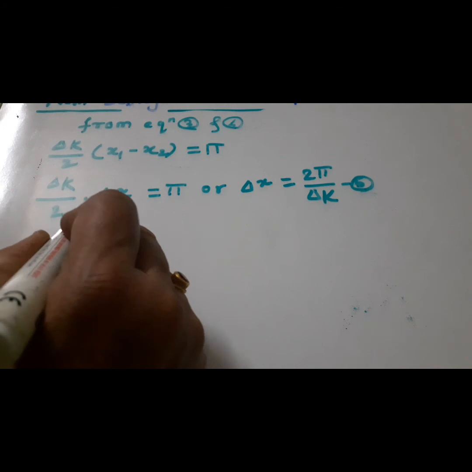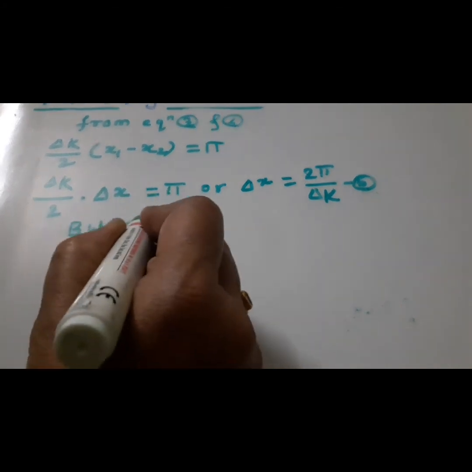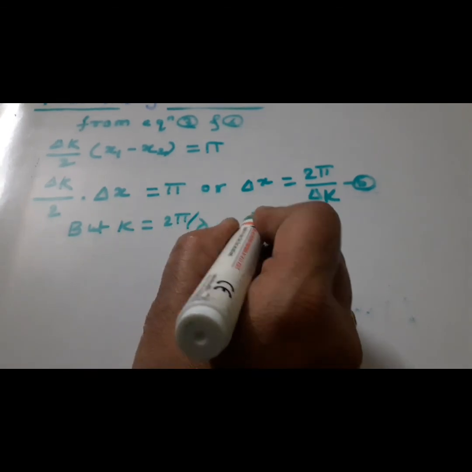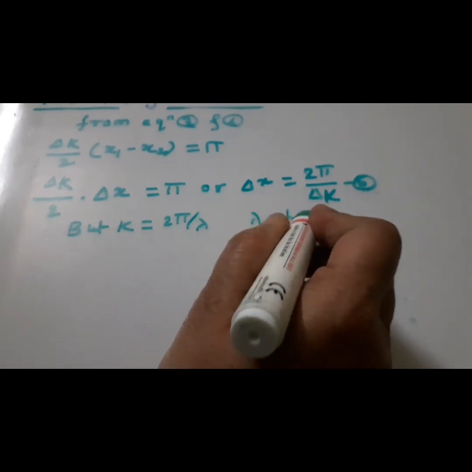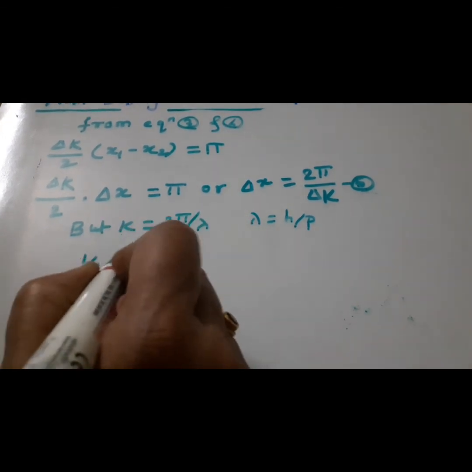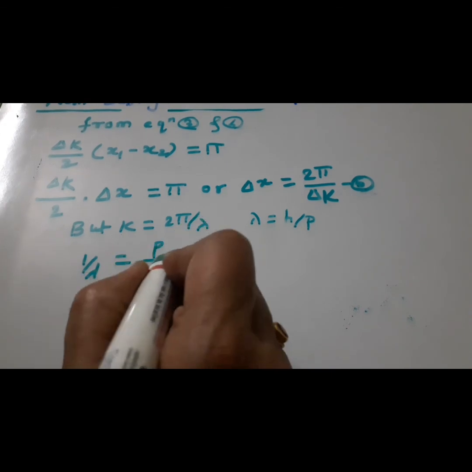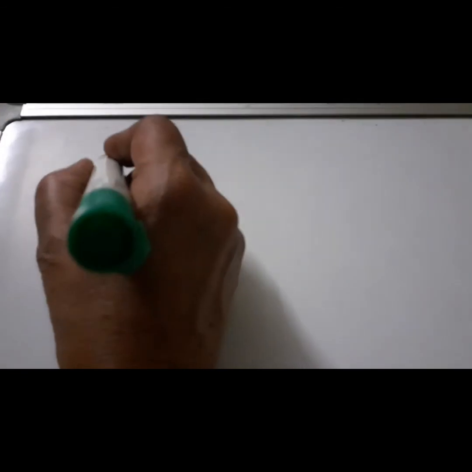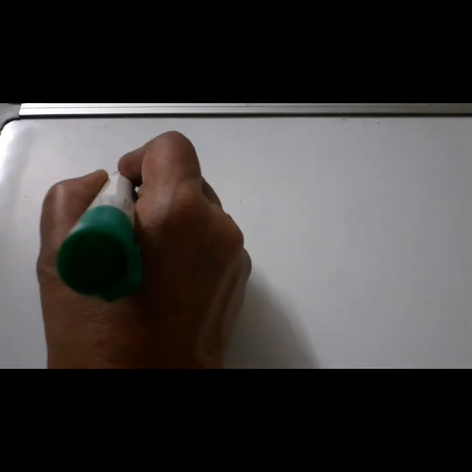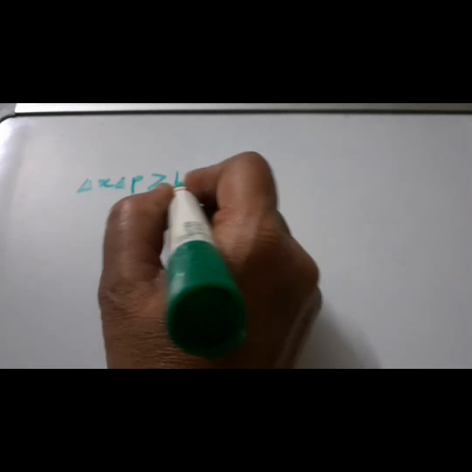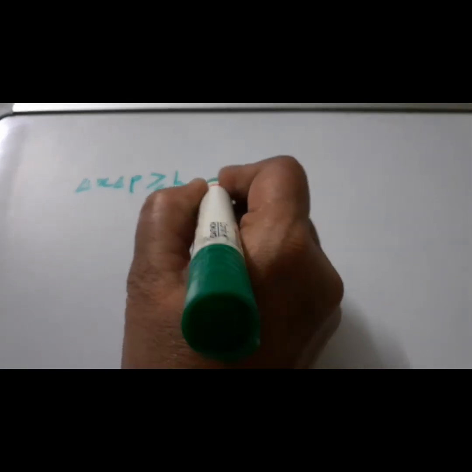But we know that k is equal to what? k is equal to 2 pi by lambda, and lambda is equal to what? Lambda is equal to h upon p. Now therefore 1 by lambda is equal to what? 1 by lambda is equal to p divided by h. Therefore delta x delta p is greater than or equal to h upon 2 pi into 1/2.